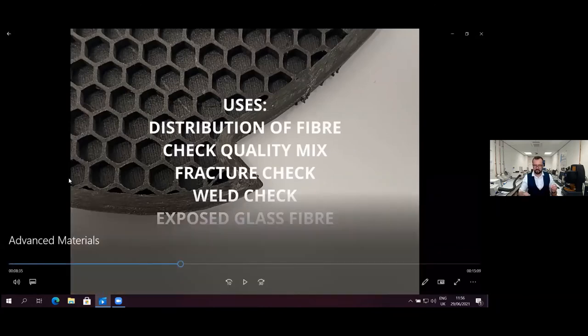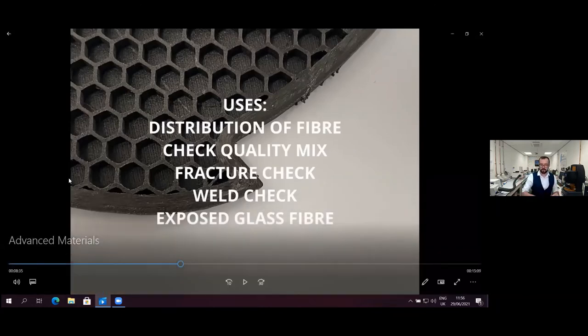So again, just quickly, the uses. Distribution of fibres. We can quality check a mix, so check you haven't got too much carbon fibre in one place against another. Fracture check, weld check, sonic welding, and exposed glass fibers. So you may have exposed glass fibers on your product. And when introduced with a chemical, these could actually lead to small sites of chemical interaction and could actually destroy your product potentially. So there's all kinds of little testings we can do.